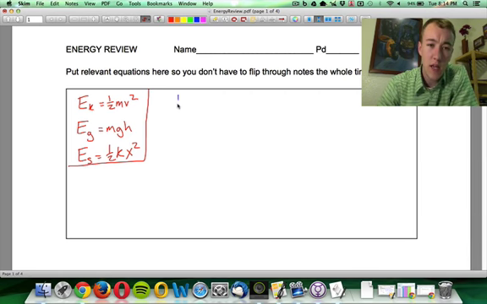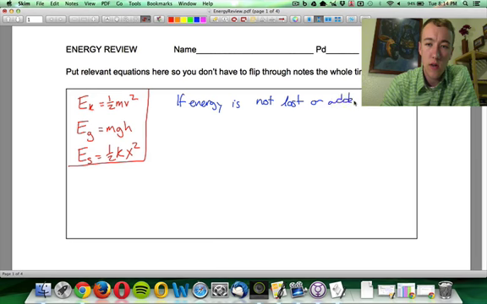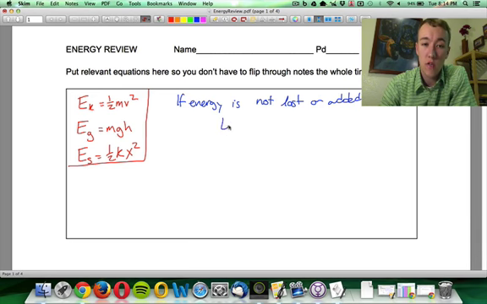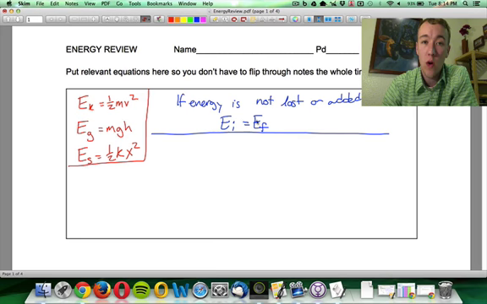We said that if energy is not lost or added, then all the energy was conserved. So all the energy we had initially was going to be equal to all the energy we had finally. Okay, and that's if there's no energy lost or added.